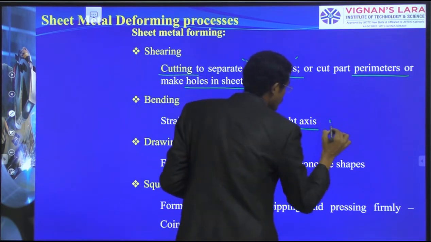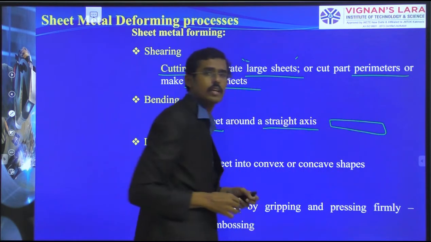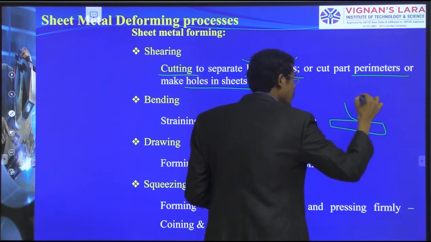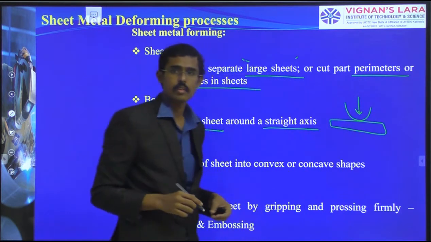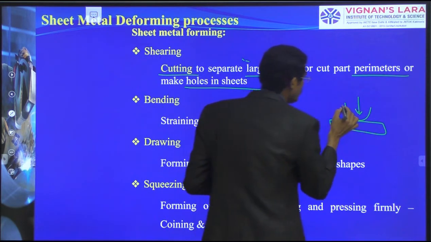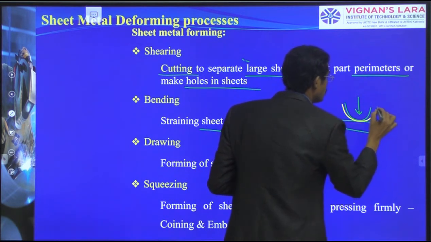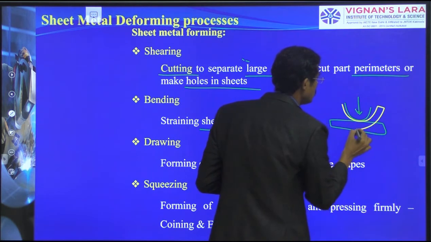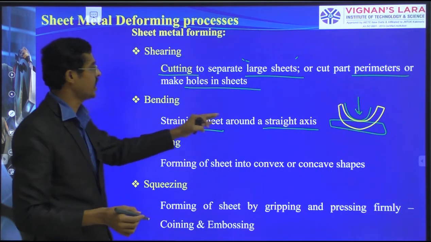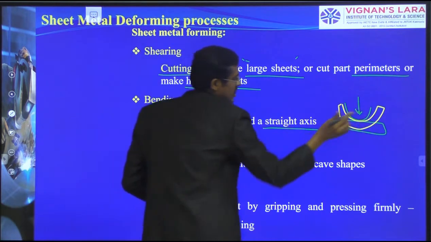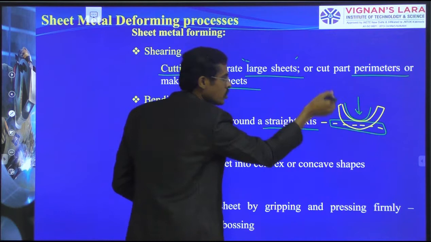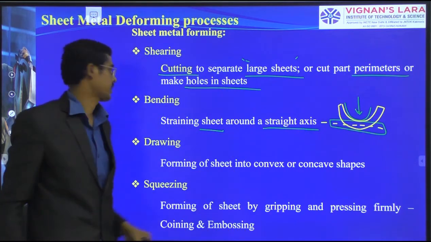I have taken one sheet metal like this and I am going to strain this material in this way. I am applying a force here. Due to the force, what happens? This will be bent into such formats. So such straining of a sheet around the straight axis. It has a straight axis here, and we are applying a force there to cause the bending action.